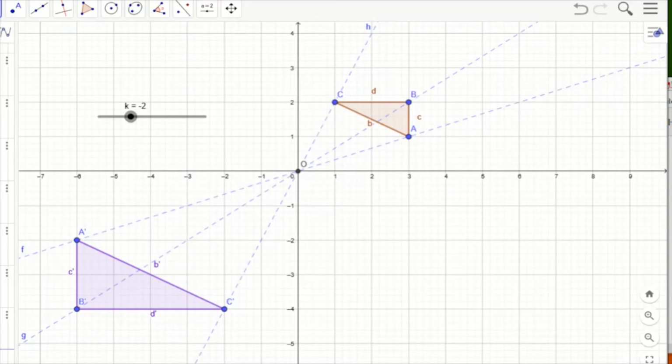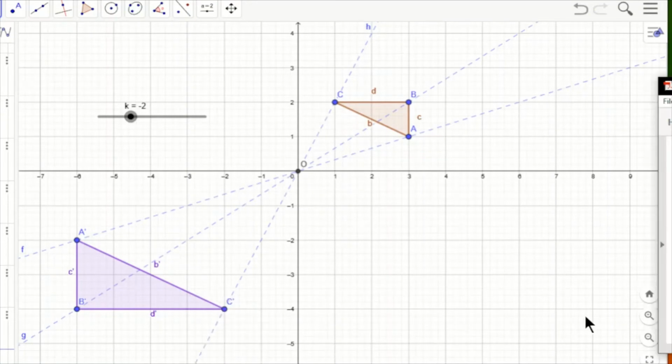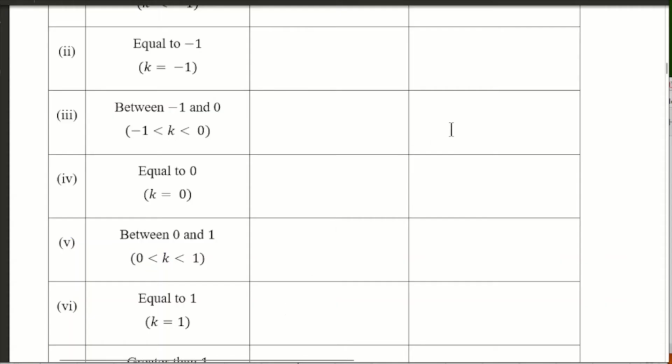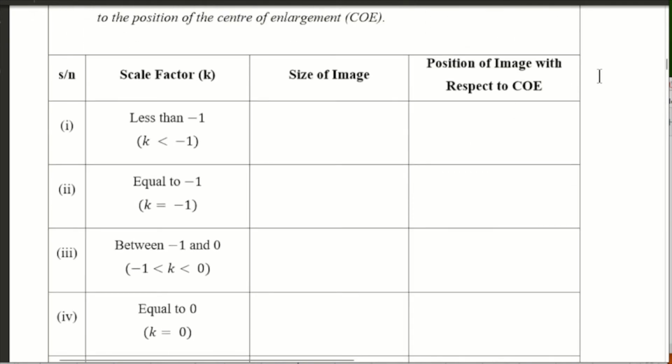In our GeoGebra window, we have this artifact where we have a slider, and we have the object triangle, we have the center of enlargement, and then we also have the image. So we are going to move the slider and adjust the scale factor, and for each adjustment we are to indicate the size of the image and also the position of the image with respect to the center of enlargement.